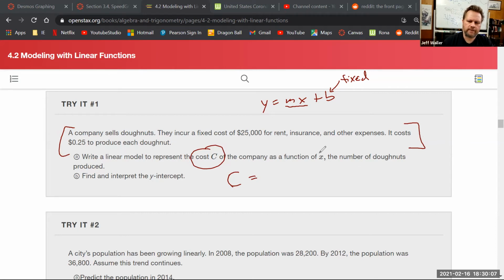If x is the number of donuts, how much will the cost change per donut? 1/4. Yeah, of course. So this will be 0.25 per donut plus my overhead. My fixed costs are $25,000.